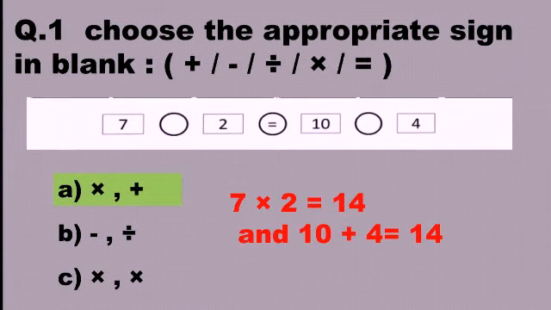See, first of all you have to observe the question. There is one equal sign. The equal sign indicates that the left hand side and the right hand side should have the same value. Here on the left hand side the numbers are 7 and 2, and on the right hand side there are 10 and 4. So what operation can we apply so that both sides are equal? See, if we multiply 7 into 2, we will get 14. And if we add 10 plus 4, we will get 14. So the answer is the option with multiplication and addition.